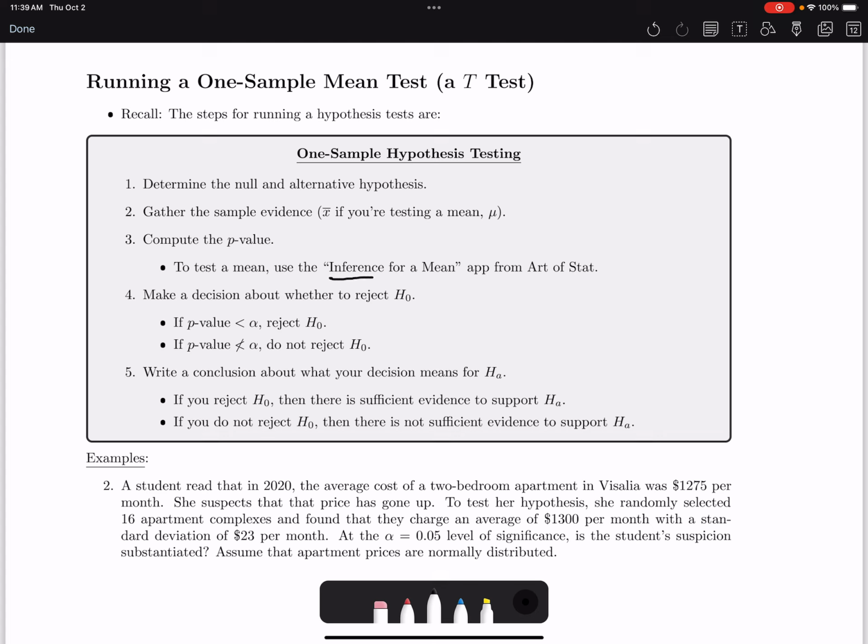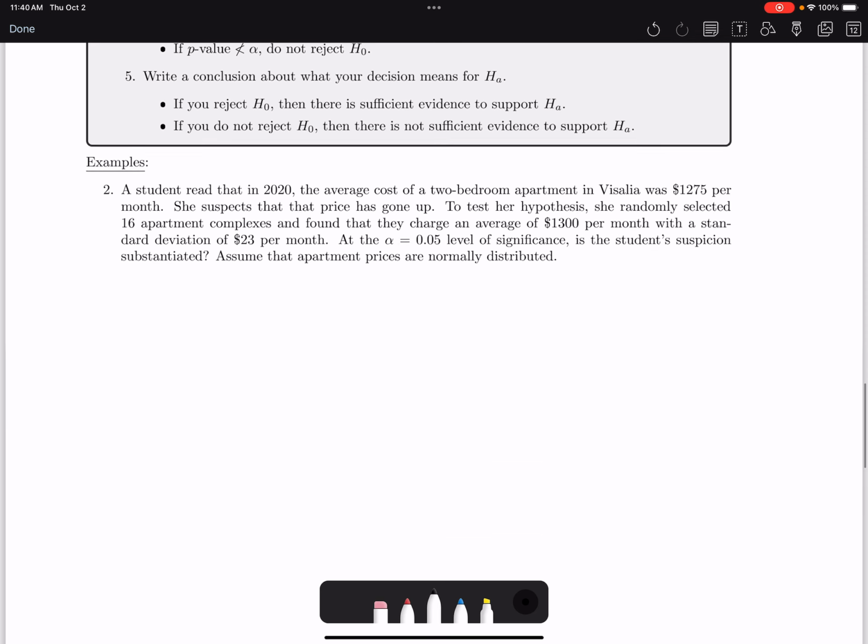We'll use the inference for a mean app from Art of Stat to do that. But behind the scenes, what that app is doing is computing the p-values like we did a second ago, right? We'll just let it do the heavy lifting. Then step 4, we'll make a decision. We make our decision and write our conclusion in steps 4 and 5 the same way that we did for the previous section. If our p-value is less than alpha, we reject the null hypothesis, which means there is sufficient evidence to support the alternative. If the p-value is not less than alpha, then we do not reject the null hypothesis. So there's not sufficient evidence to support the alternative. So let's look at a couple examples where we run those from beginning to end.